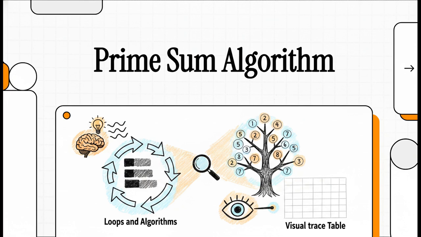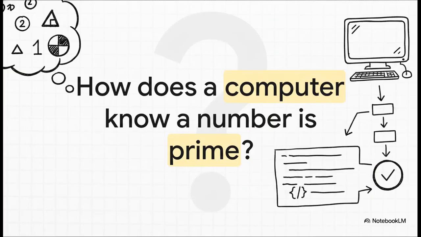step by step. So let's dive right in with a pretty fundamental question. We all know what a prime number is from math class, right? It's a number greater than 1 that's only divisible by 1 and itself. 2, 3, 5, 7, easy enough for us humans. But how does a computer actually know a number is prime? It doesn't have intuition. It literally has to follow strict logical instructions to test every single number. And setting up those instructions, that exact problem, is exactly what our code is going to solve today.